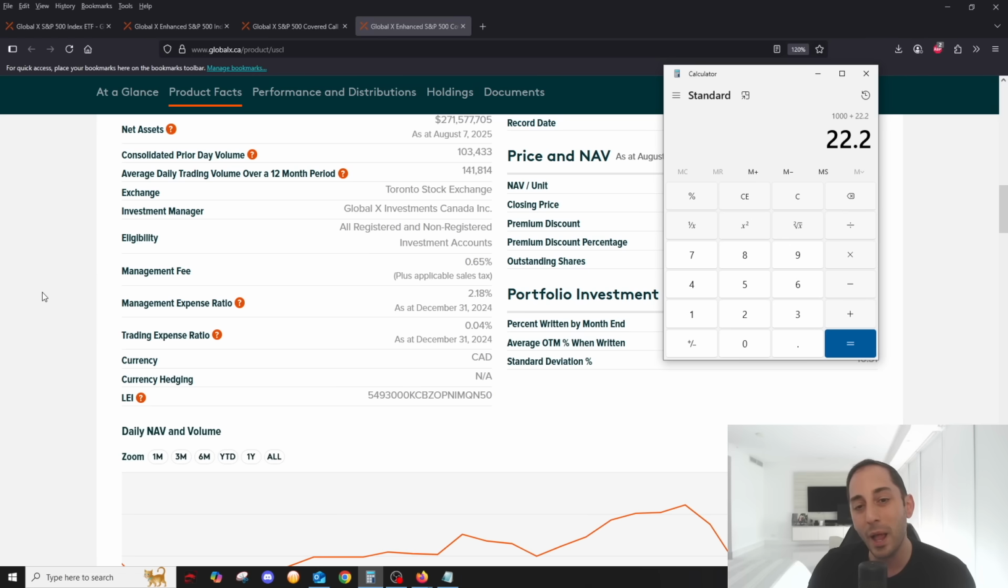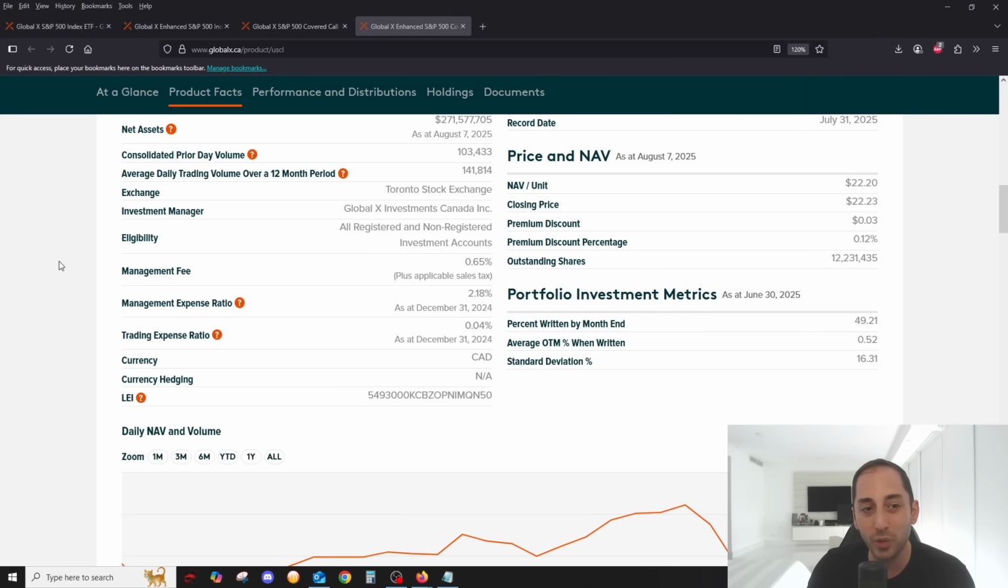So this is how management fees work, everyone. Just to sum up, it's very important you understand the difference between the management fee and the management expense ratio. The one you're really going to want to look at, focus on the most, is the management expense ratio because it includes the management fee. Another point, there sometimes is a small trading expense ratio, but it's typically very, very small or non-existent.